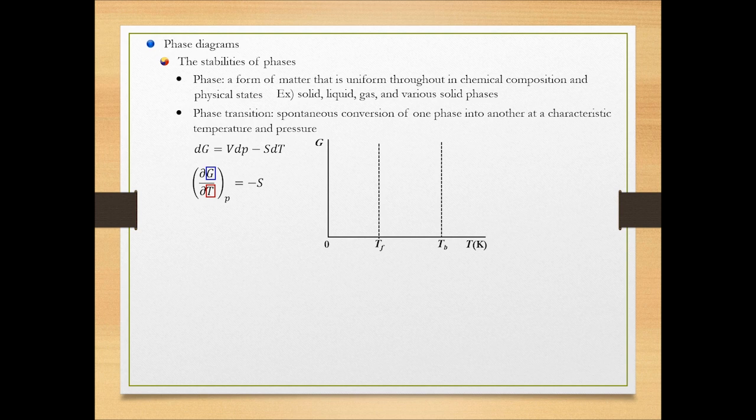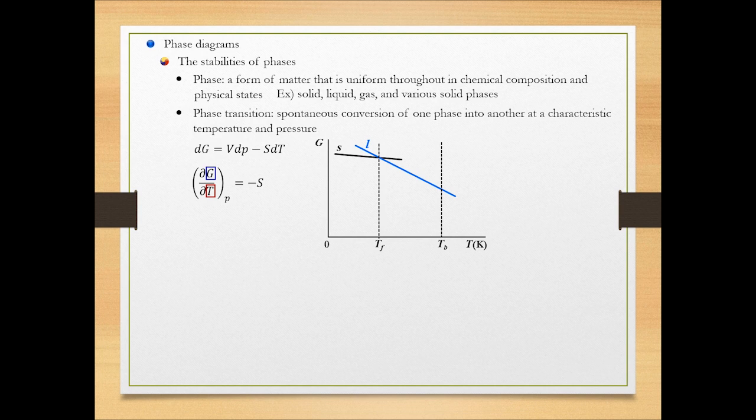In other words, the slope dG over dT for liquid is more negative than the slope for solid. Likewise, the slope dG over dT for gas is more negative than the slope for liquid. This observation leads us to an important conclusion, that is, the entropy of a liquid is greater than the entropy of a solid. Put simply, as the system becomes more disordered, the entropy increases.